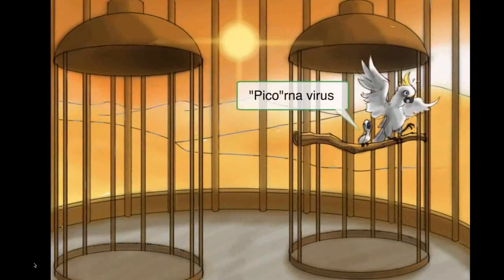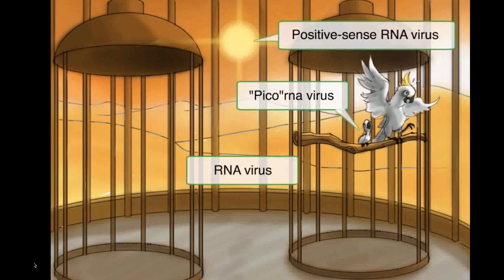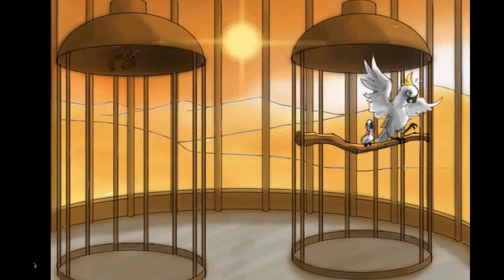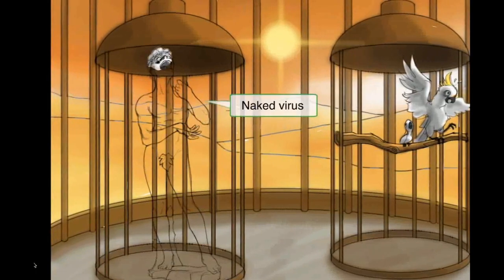Notice the yellow and orange warm colors, which signify that it's an RNA virus, and the sun that you can see through the bars tells us that specifically it's an RNA positive virus. Another general feature that you should know from the overview is that Coxsackie is a naked virus. So let's add a statue of David inside one of the cages.